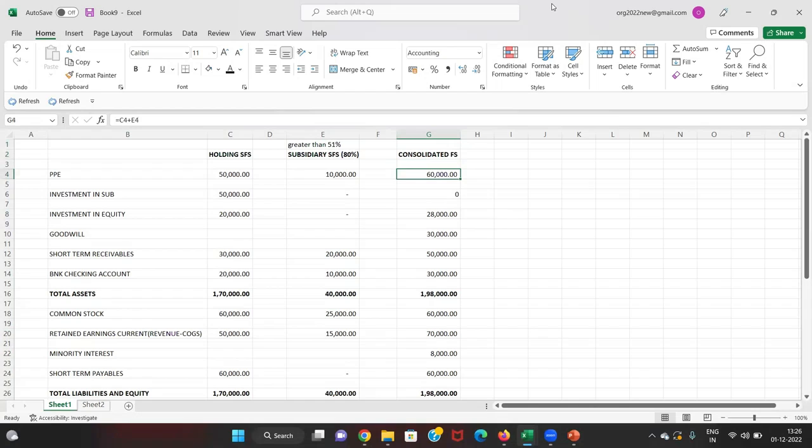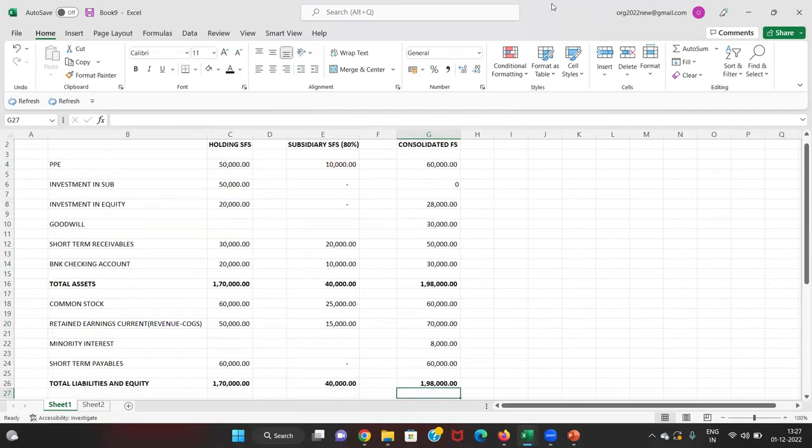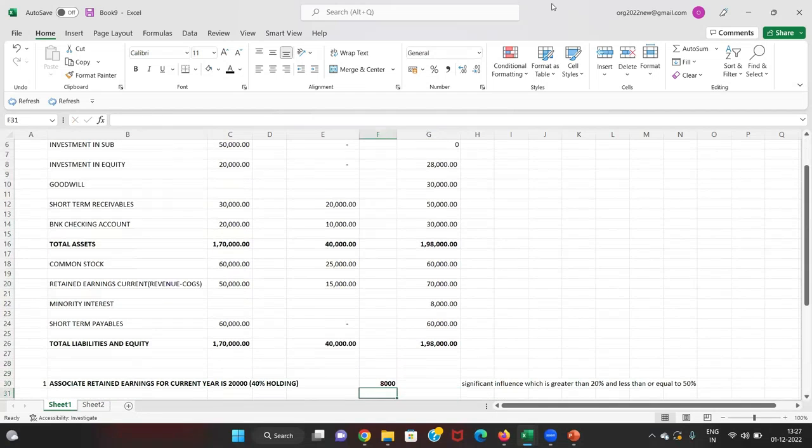Now, in the consolidated financial statements, as per the practical example that we have created, both of the PP figures will get consolidated 100%. So 50,000 plus 10,000 is 60,000. The investment in equity amount will get accreted by our share of profit in the associate. It will get accreted to 28,000. We'll see how it happens.